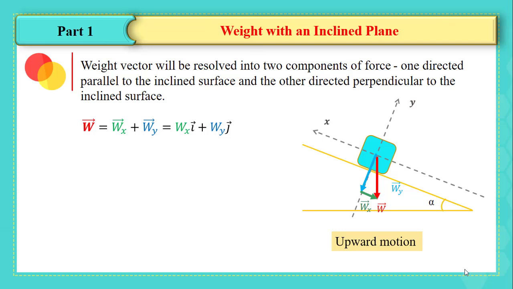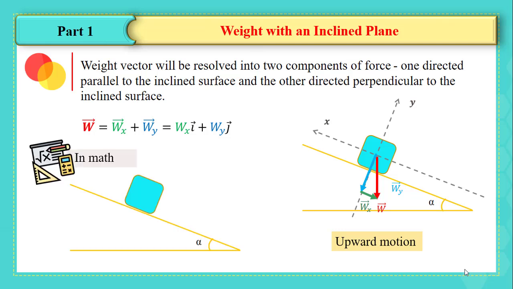How can we find the components? We should know an angle formed between the force and one of the axes. Here we remember from math that if two right-angled triangles have a common angle other than 90 degrees, then the triangles are similar, and therefore the third angle of the first is equal to that of the other. Therefore, we can conclude that the angle that the weight makes with the y-axis is equal to alpha, which is equal to the angle of inclination.